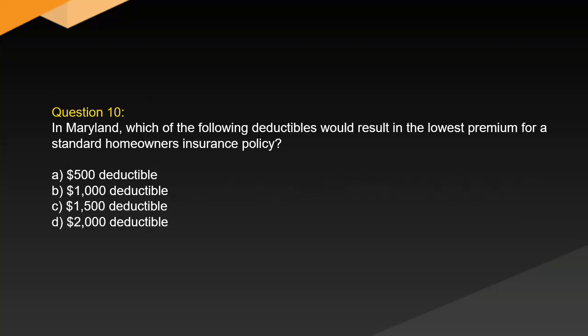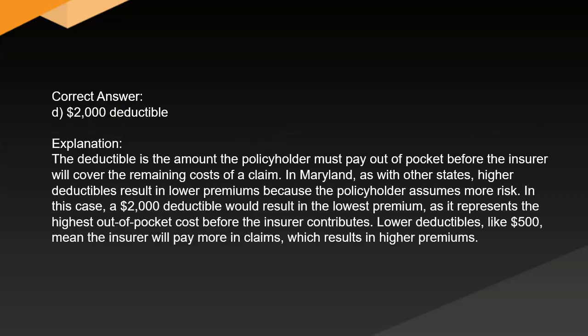Question 10. In Maryland, which of the following deductibles would result in the lowest premium for a standard homeowner's insurance policy? A. $500 deductible. B. $1,000 deductible. C. $1,500 deductible. D. $2,000 deductible. Correct answer: D. $2,000 deductible.